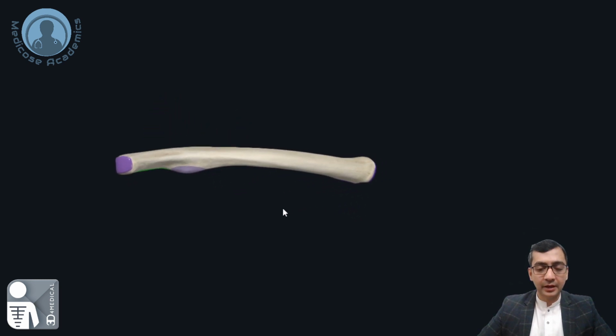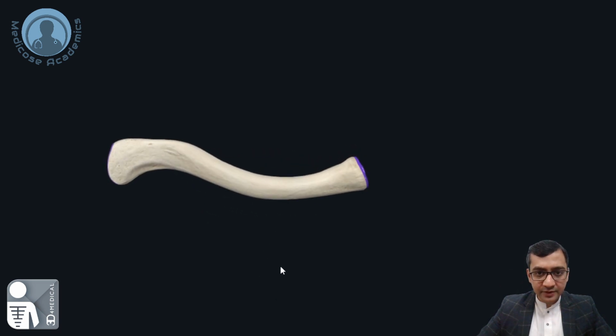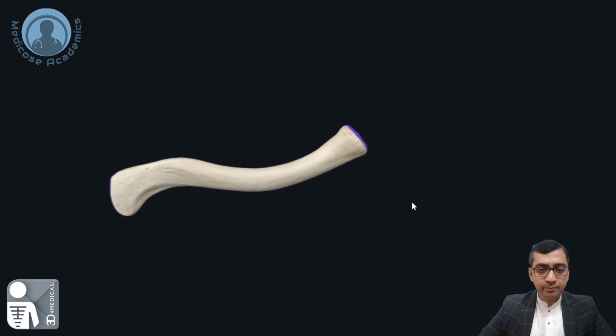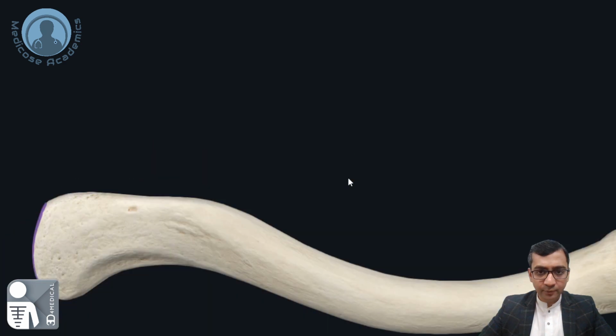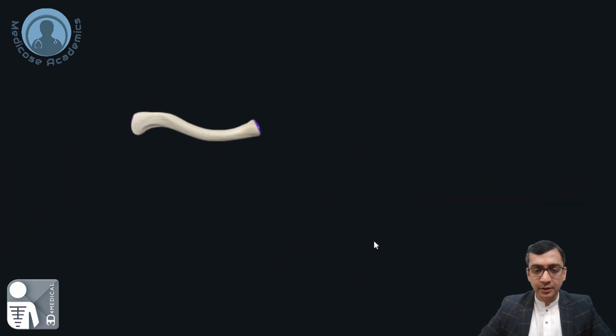Let us see the medial two thirds. The anterior surface will be convex forward. The posterior surface will be concave backwards. The superior surface will be majorly smooth. It will have a little rough part on the medial end where there is an attachment of a muscle. I will show you them in the next section.